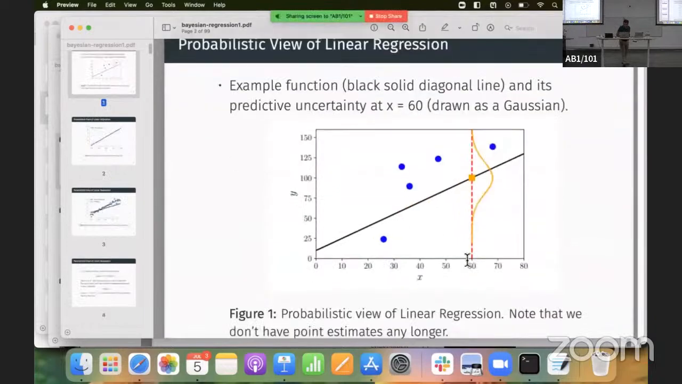Let me repeat this. You start off with x, right? In this case, x equal to 60, right? You get f of x. F of x is a line, theta naught plus theta 1 x in this case. You get that line. Your y is normally distributed with the mean of f of x and some known variance, right? So this orange square in the middle is f of x. And this distribution for y is normally distributed with mean f of x and some known variance. Right? Does everyone get this? Any questions on this?